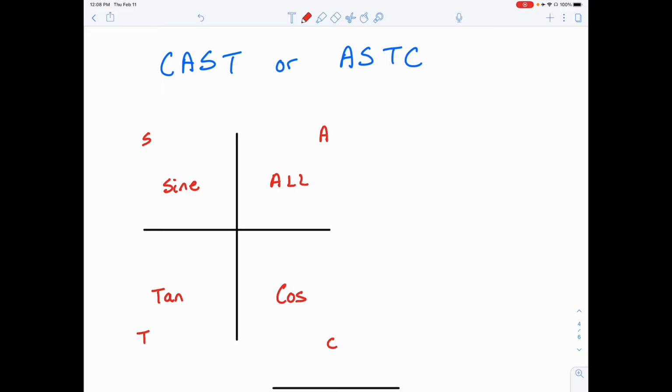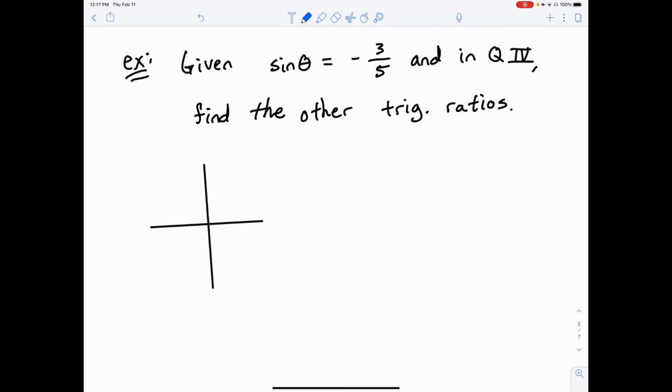Another way to remember ASTC, you can also read it as the following. ASTC can be: all students take calculus. Although that may not always be true, ideally we do prefer students to take calculus because we love math so much. All right, let's take a look at an example here.